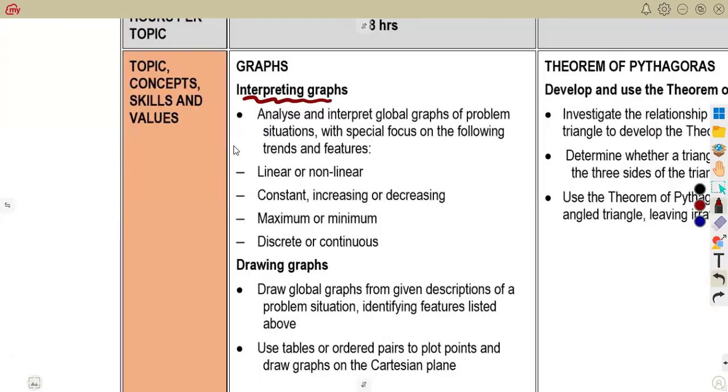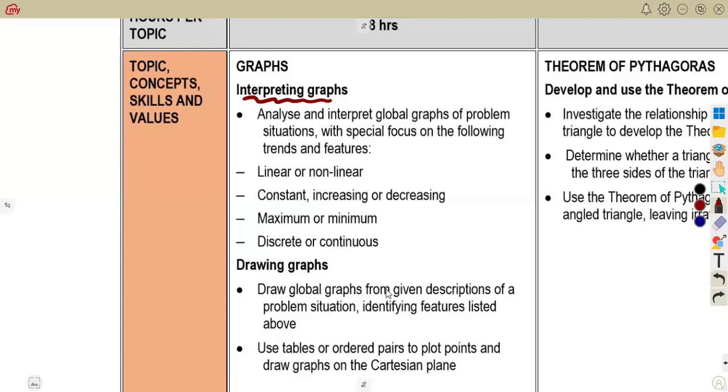Just one or two things have been removed from our graphs, so we are not going to be focusing on the old syllabus as we used to have. This time, we are going to be focusing on the interpreting of graphs. That is, analyze and interpret global graphs of problem solving with special focus on the following trends and features: linear or non-linear, constant, increasing, decreasing. They want you to interpret these, the understanding of these. Interpret.